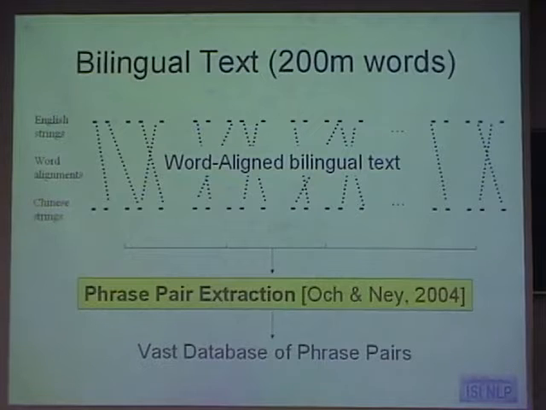And then from these word connections, we can find phrases, like this one is a translation of that one, and pull out a vast database of phrase pairs, some of which we observe many times and some of which we observe maybe just once. Okay, so this is a nice algorithm from Franz. And then we can use these phrase pairs to translate new sentences.